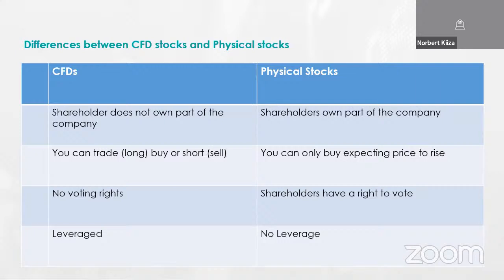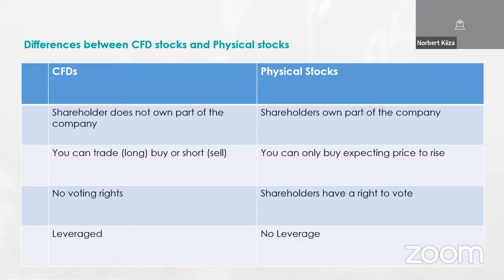You can only buy when the price is low, anticipating to create value once the price rises. The other difference between contracts for difference and physical stocks is that contracts for difference do not offer the trader or the investor the right to vote. And again, remember, contracts for difference are traded over the counter, so they are traded online.